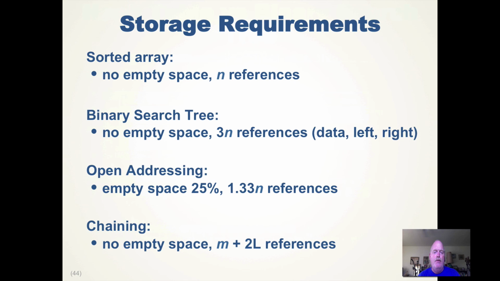In chaining, we can reduce the size of the table to m, but then we have the load factor of our linked list. So the linked list at a minimum has a pointer to the data and a pointer to the next. So that's the 2L, and the load factor is basically how many items in the linked list there are on average. So it doesn't have any empty space, but we have this hit on having the linked list. So that is expensive. And m is the number of entries in the table, not the number of items. It's the length of the table.